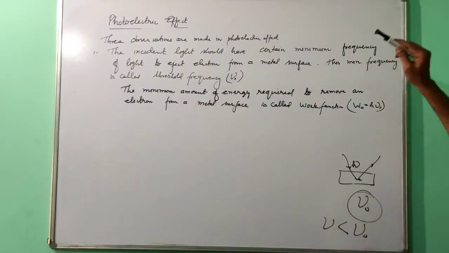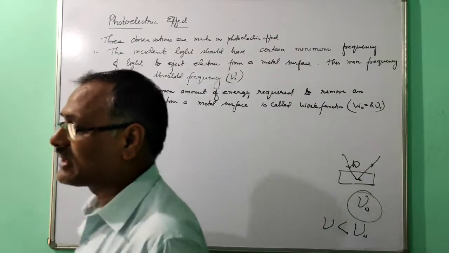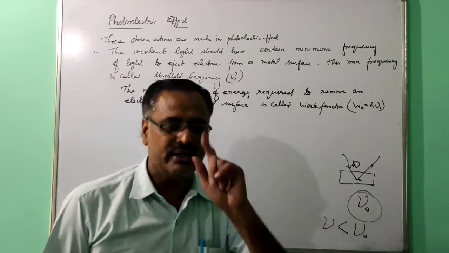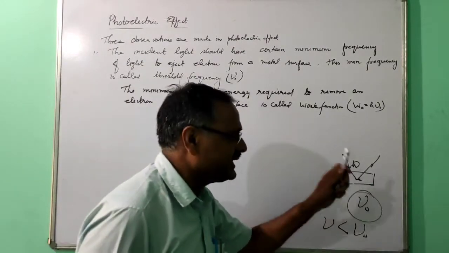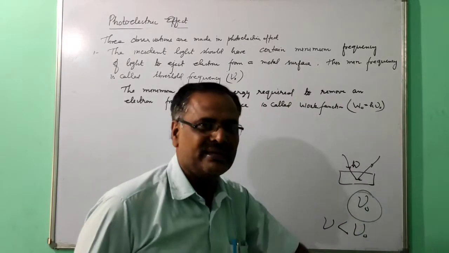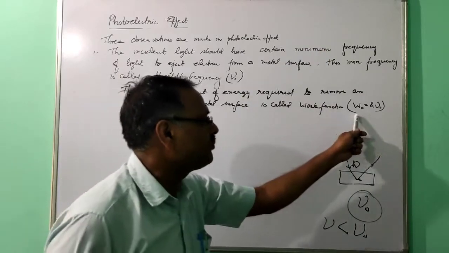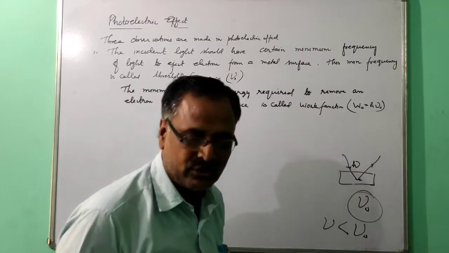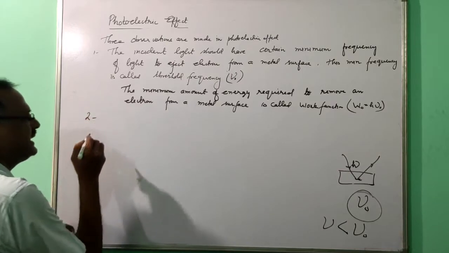It means if you want to remove an electron from a metal surface, the light should have a certain minimum frequency, called the threshold frequency. And the minimum amount of energy to detach the electron from the metal surface is called the work function, denoted by W naught, equal to h nu naught. Now this is the first point, and now the second point.